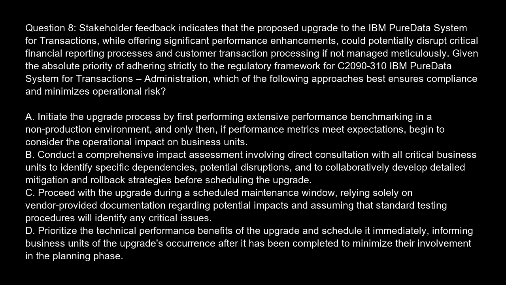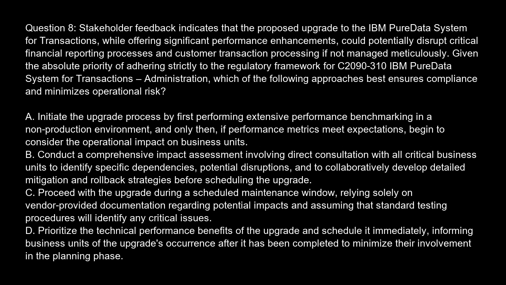Option A. Initiate the upgrade process by first performing extensive performance benchmarking in a non-production environment, and only then, if performance metrics meet expectations, begin to consider the operational impact on business units. Option B. Conduct a comprehensive impact assessment involving direct consultation with all critical business units to identify specific dependencies, potential disruptions, and to collaboratively develop detailed mitigation and rollback strategies before scheduling the upgrade.